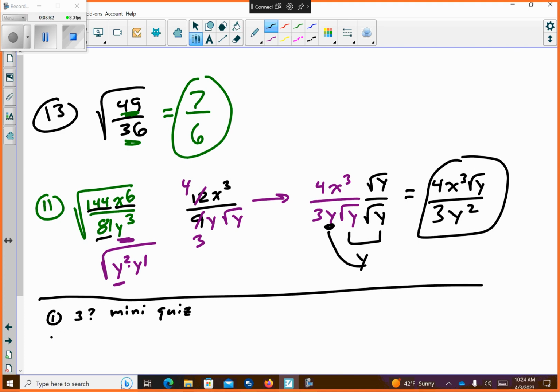Once you're done with the mini quiz, you can start on the assignment, which will be page 147, 148, and that'll be 1 through 23 all. Friends, you'll have time this period to work on this, but please note, I will post the answers on Schoology. The third thing, we will go over the quiz.